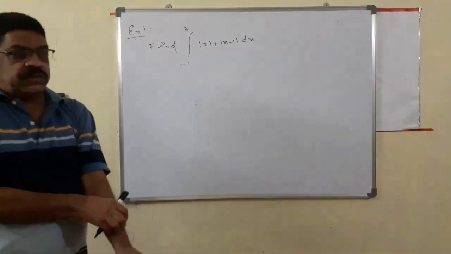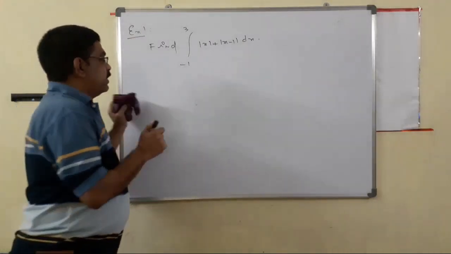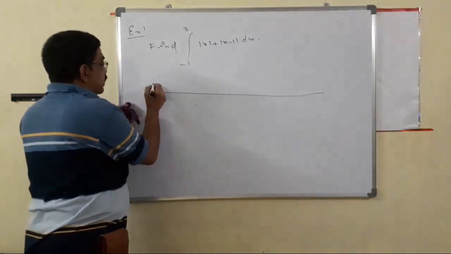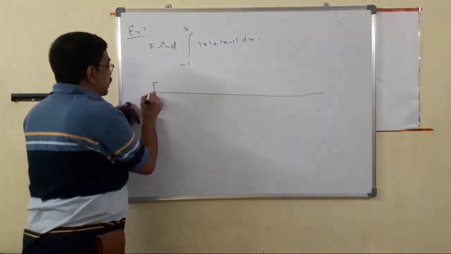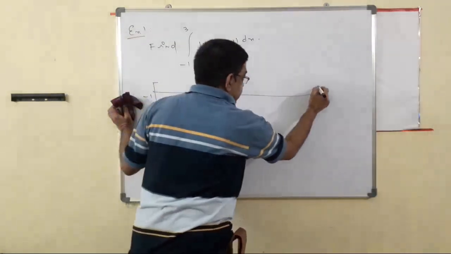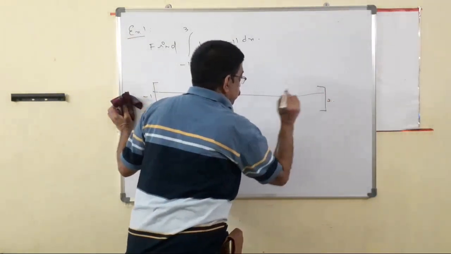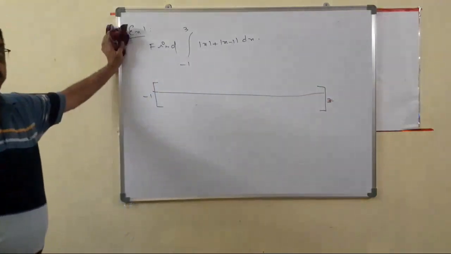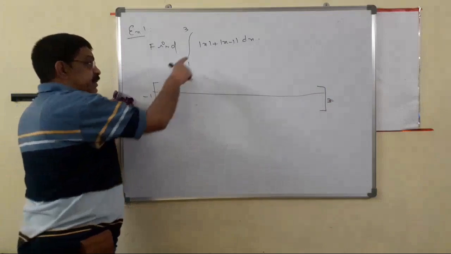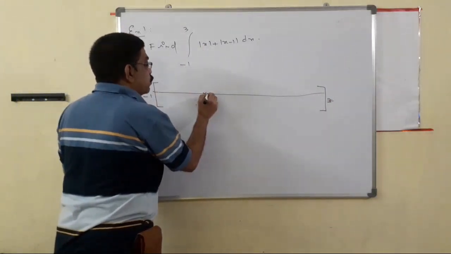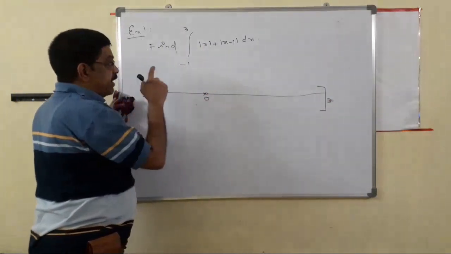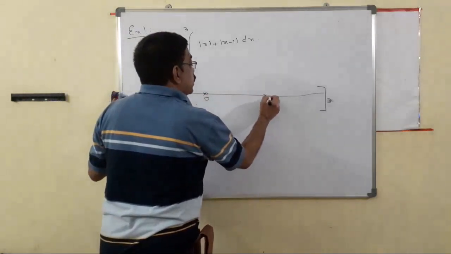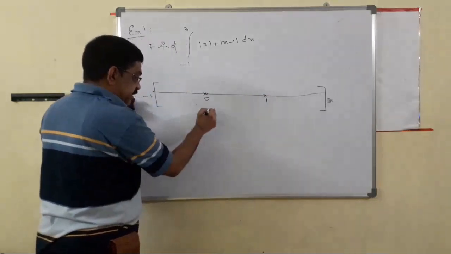Majority of the authors, in all the books, what they do is that they split the integrand into various parts. Here the upper limit of integration is 3, and the lower limit is minus 1. There are critical points: mod x changes its behavior at x equal to 0, and x minus 1 changes its sign at x equal to 1. That is how they do it in the majority of the books.